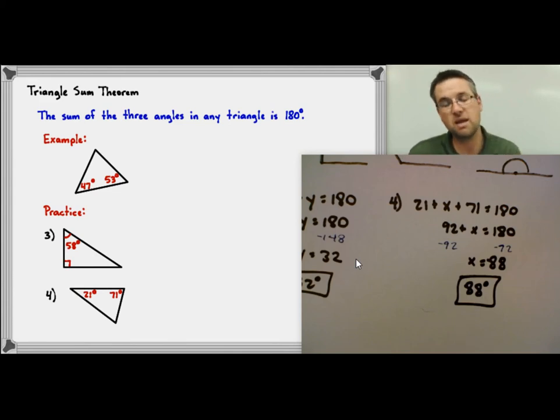So those are the two main things we learned today. Pythagorean theorem, side length, leg squared plus leg squared equals hypotenuse squared. And then the triangle sum theorem, the three angles inside of a triangle add up to 180 degrees.